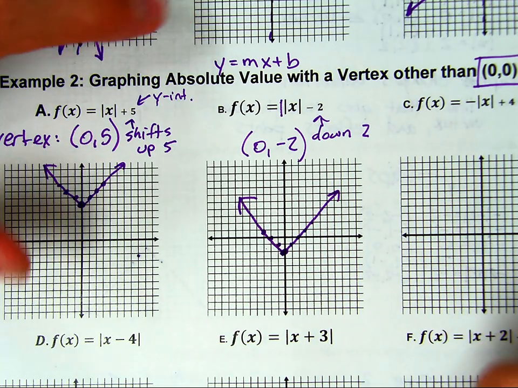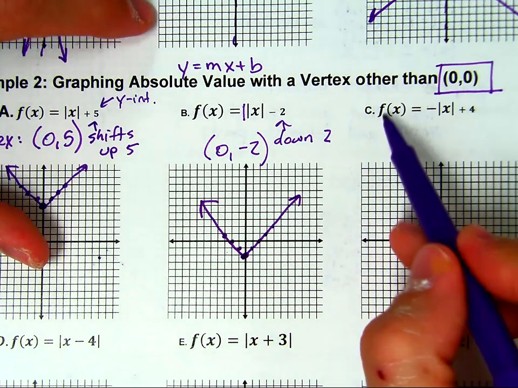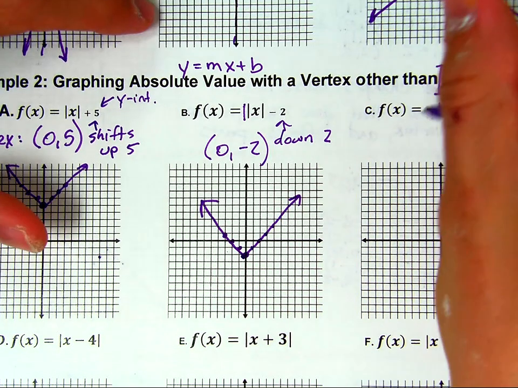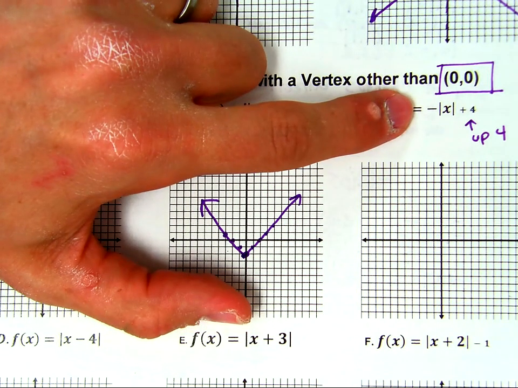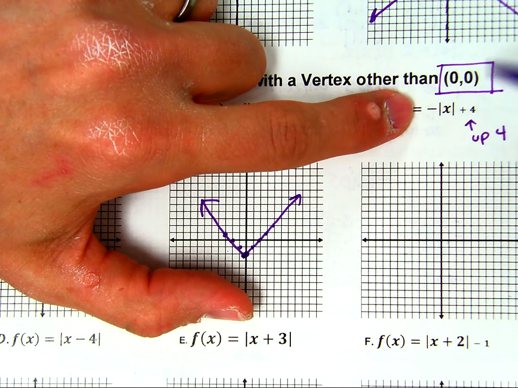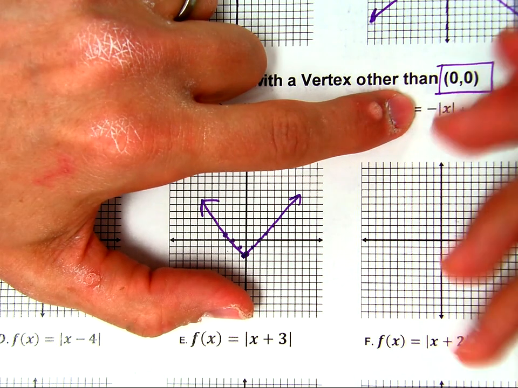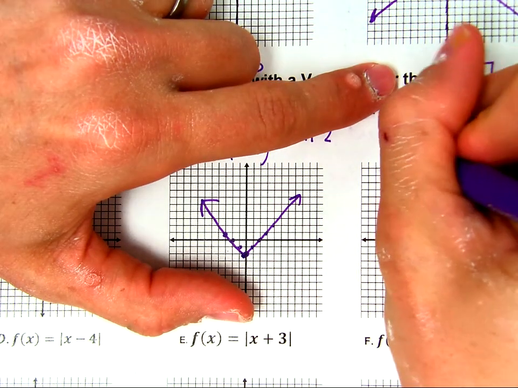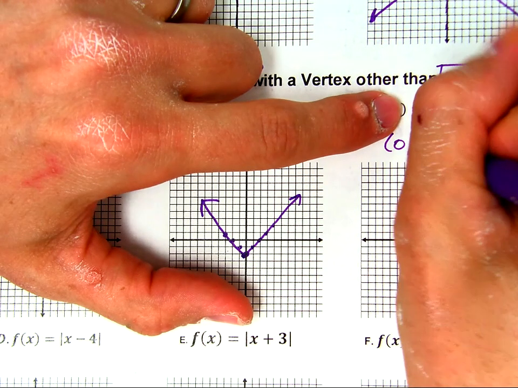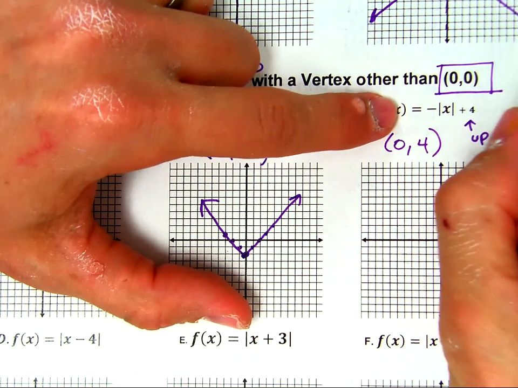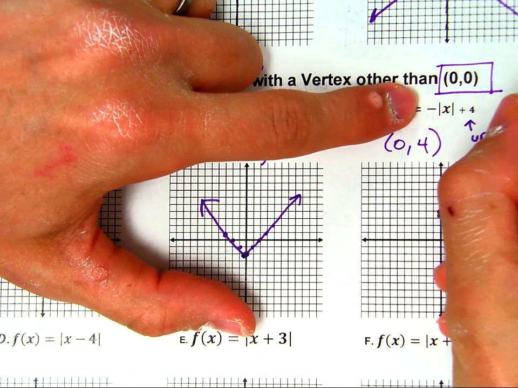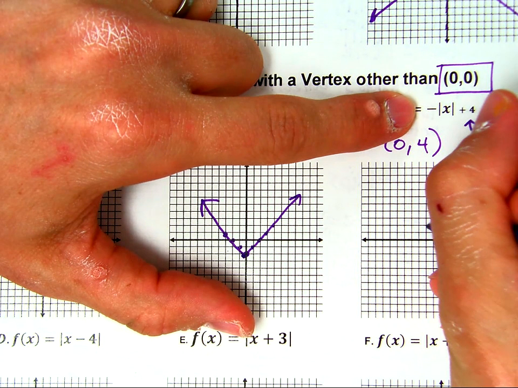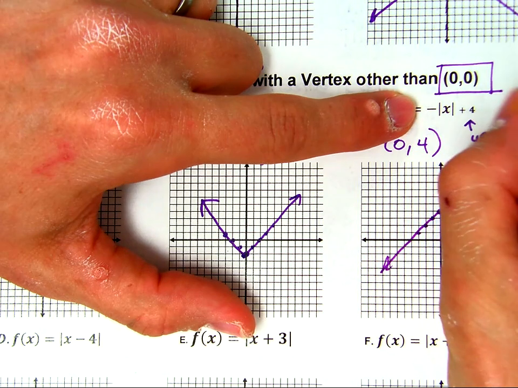Now, if we take a look at C, this one shifts the graph up 4. But notice that this one we also have a negative out in front. The negative doesn't affect the vertex. But remember what we said, when we have a negative out in front, it flips the graph. So that's going to give us that negative 1 slope, but it doesn't affect where the vertex is. So the vertex is still at (0, 4), because we shift up 4. The negative gives us that negative slope, so down 1 over 1. It looks like this.